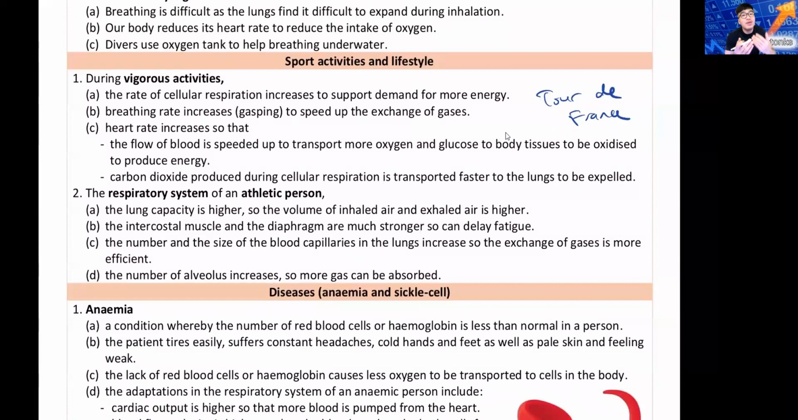As you know, the more you work your muscle, the stronger it becomes, right? When you curl more, you are going to have large arm muscles. Same thing: the more you run, the stronger your chest and lung muscles are going to be. So your intercostal muscle and diaphragm are very strong. And the number and size of blood capillaries in the lungs increase, so you have more blood capillaries in your lungs. And of course, alveoli increase. Not only that, your heart is also stronger.